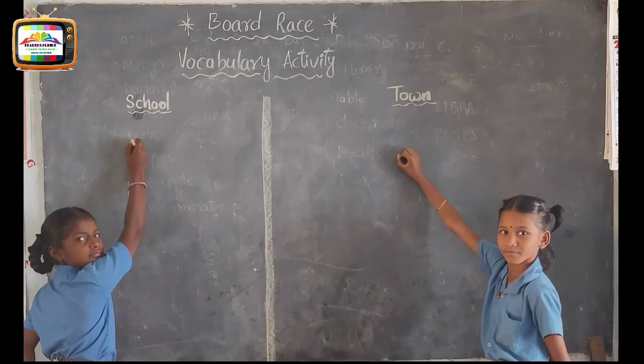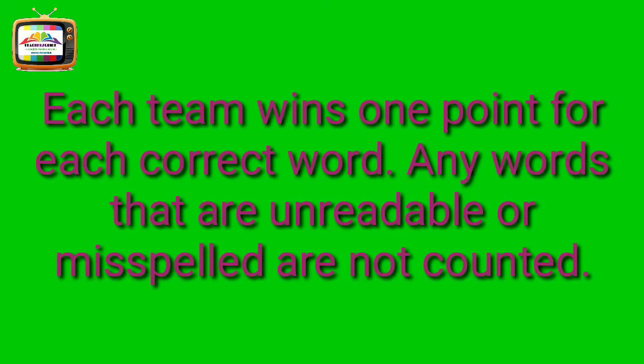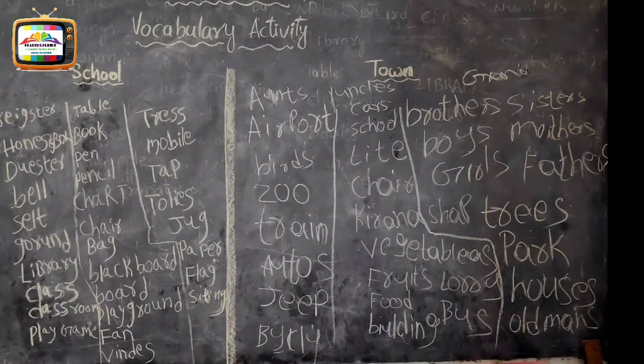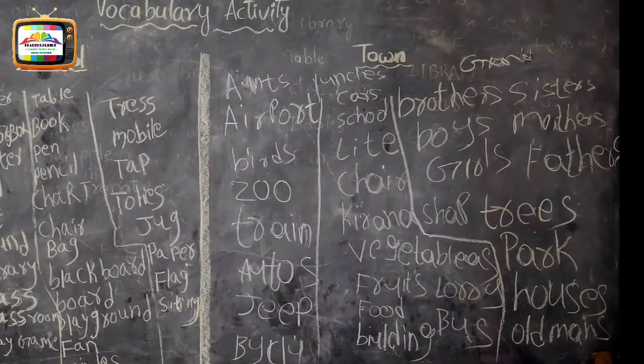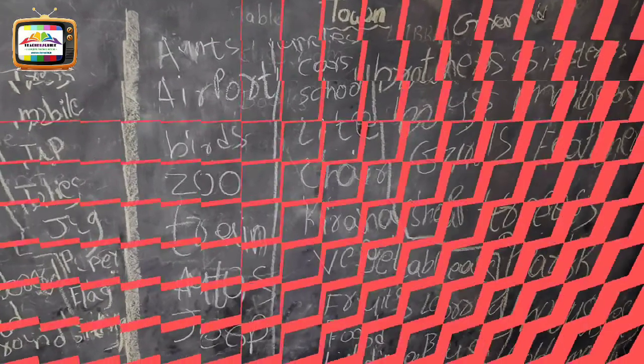The students are ready. I give the topic: school, town. Each team wins 1 point for each correct word. Any words that are unreadable or misspelled are not counted. Observe, the children write so many words related to our topics.